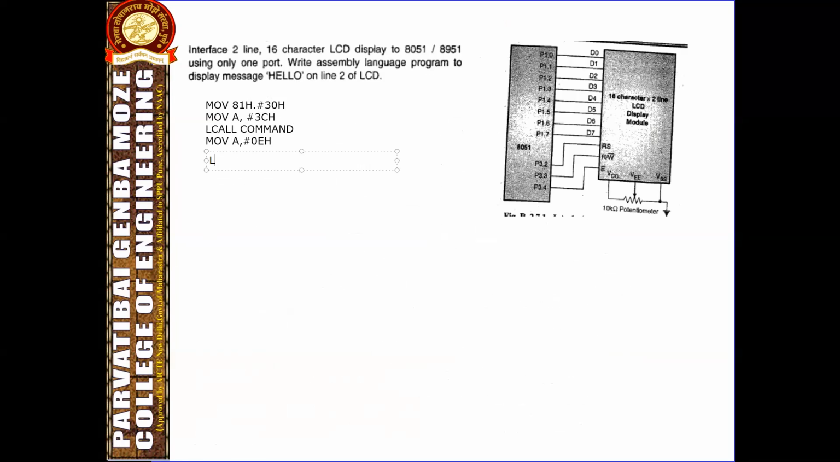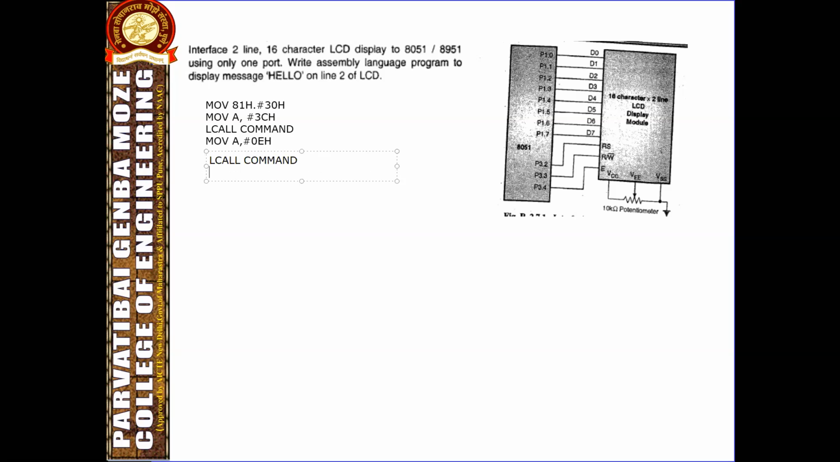After that, we have to call command again. Then MOV A, #01H. This is the command for clearing the display. Now the display is on, the cursor will be on, and the display will be clear.